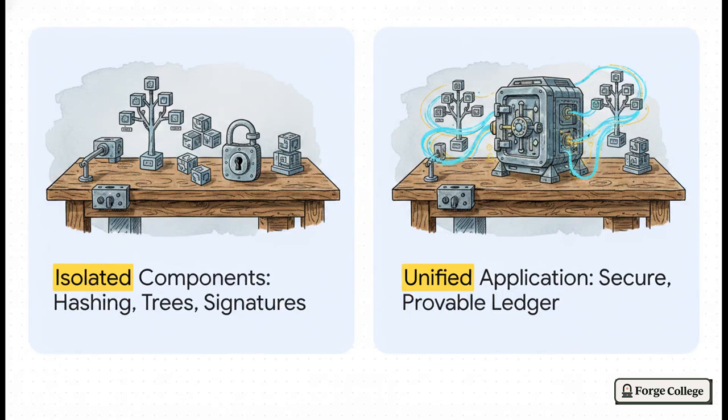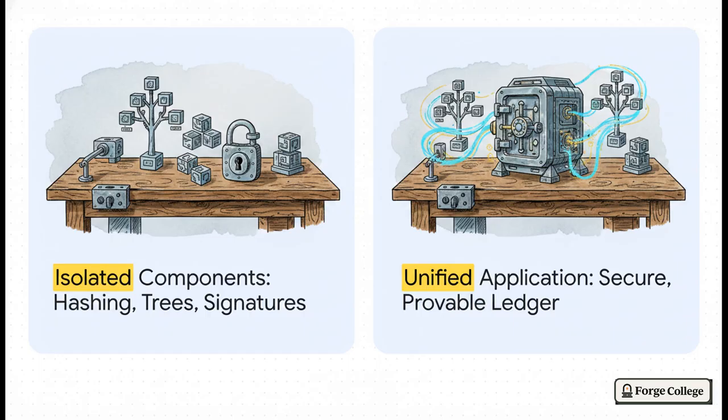Okay, let's dive into this. In our previous lesson, we wrapped up integrating digital signatures for transactions. Now, what does that mean for you? Well, it means right now, you have a collection of incredibly powerful but completely isolated components just sitting there on your workbench. You've got your deterministic hashing scripts, your Merkle-tree logic, and of course your end-to-end digital signatures. And look, they work beautifully on their own, for sure.